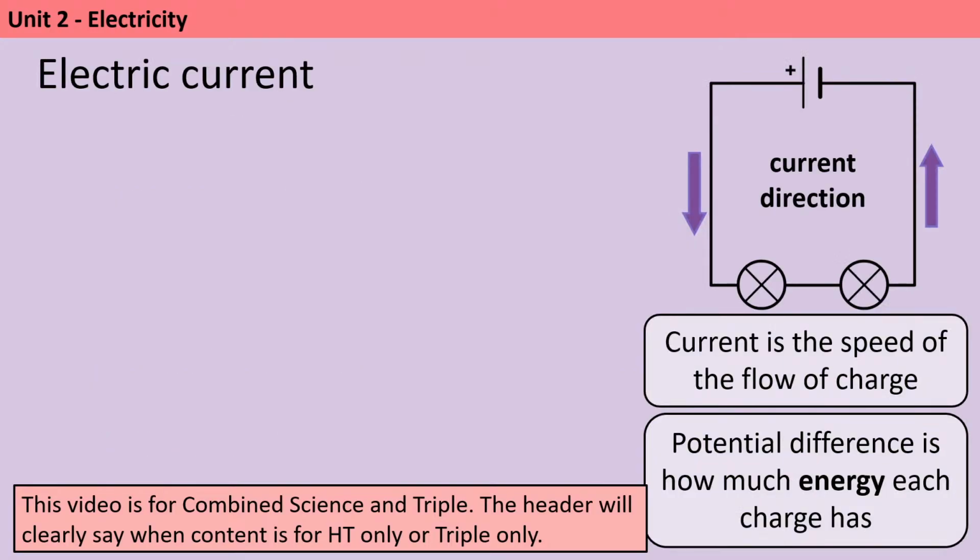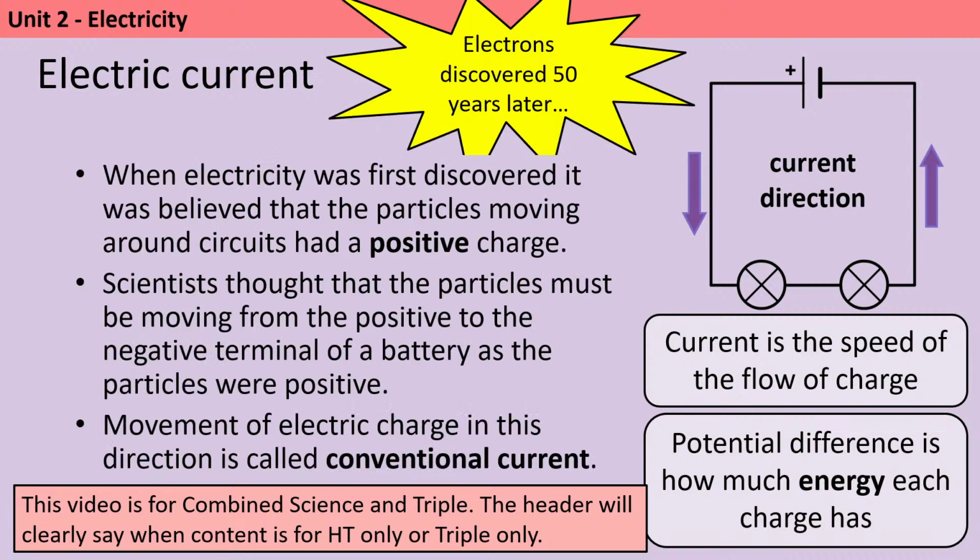You should be familiar with the idea that current is the speed of the flow of charge around a circuit, and potential difference is about how much energy is being transferred by a component. Even though we now know that current in a typical electrical circuit is the flow of electrons, when the idea of electricity was first described, scientists didn't know about electrons, and so they thought that what was moving was a positive particle. So when they first started describing electrical circuits, they described current going the wrong way. And so even though we now know that it's electrons that move, we still continue to talk about this, and it's what we call conventional current.